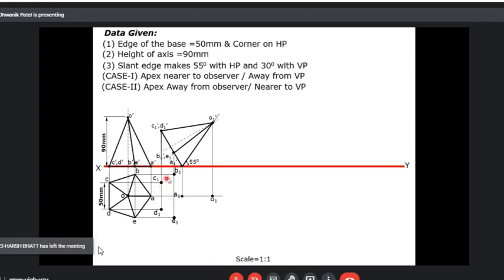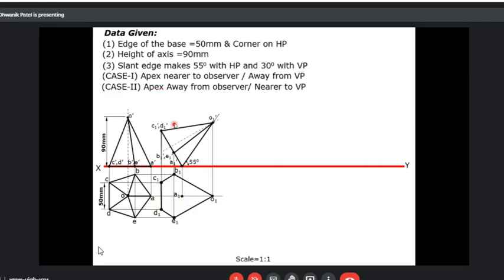So first, check which are your outer points: B1, C1, D1, E1, and O1. These are the outer points, and they are connected by solid lines here. Now A1 is the inner point.